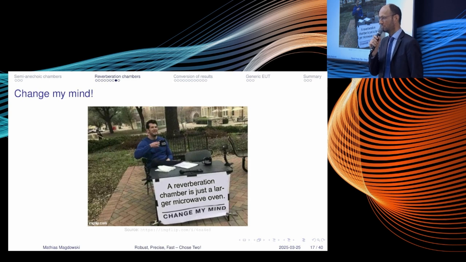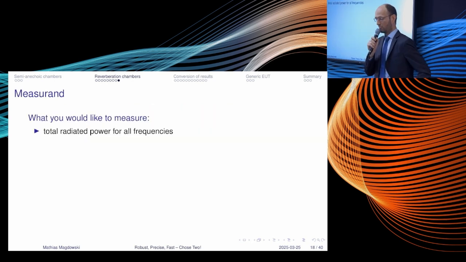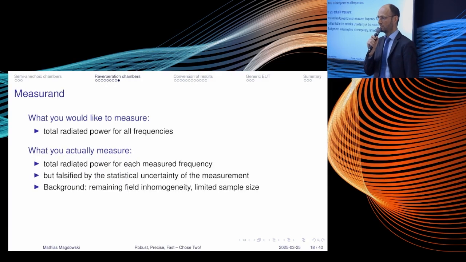And at the end, a reverb chamber is just a larger microwave oven. In a microwave oven at home, you cook chicken. In our reverberation chamber, we cook electronic chicken. We test devices for immunity or for emission. Okay, so what we would like to measure there is total radiated power for all frequencies. And what we actually measure is total radiated power for all frequencies.